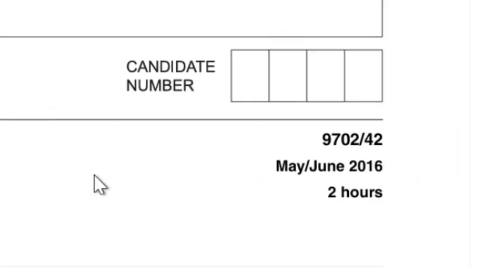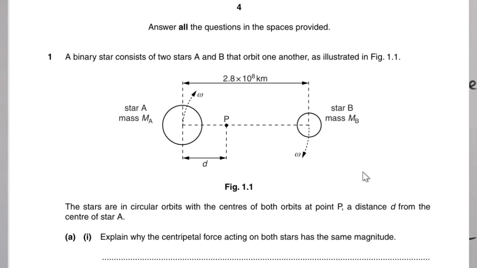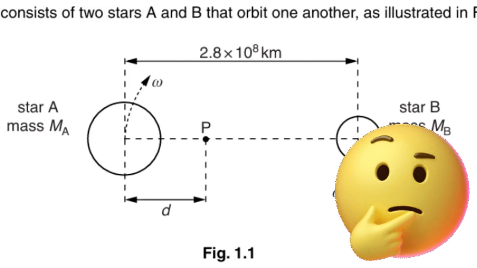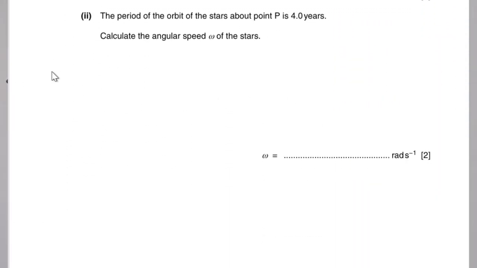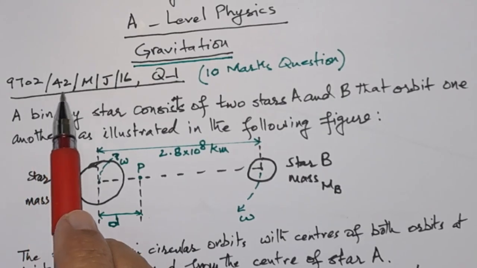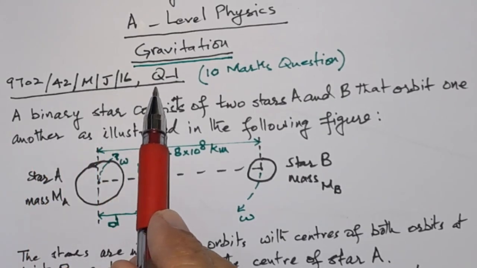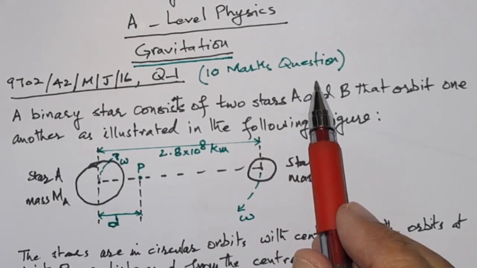Hello viewers, I have solved a question of universal gravitation from paper 42, 9702 of May-June 16, question number 1. This is a 10 marks question.